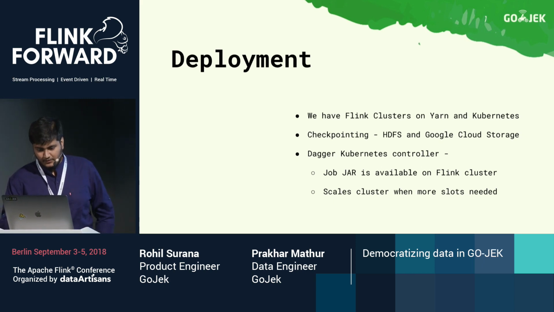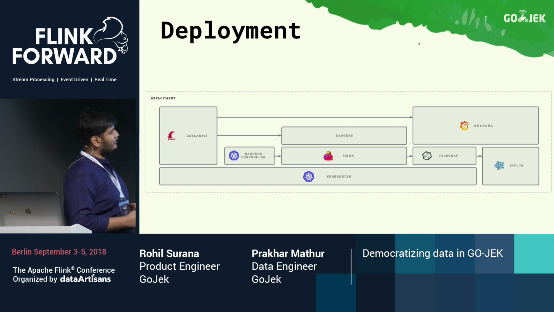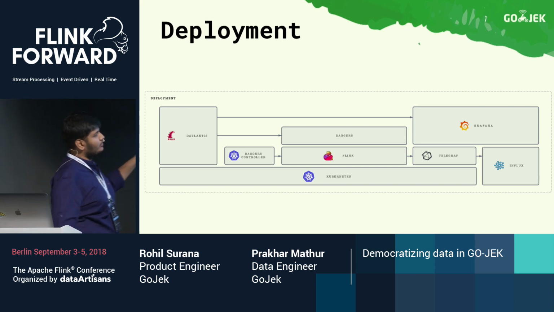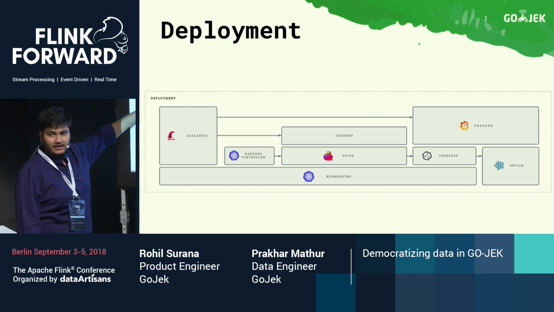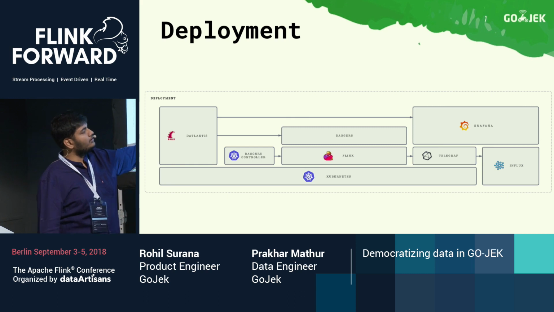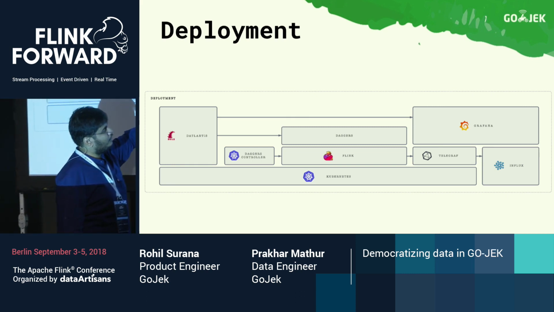Yeah, that's one of the things. And this is a diagram explaining exactly where things are. Most of the things are actually in Kubernetes, which includes Atlantis, the DIY portal, the Dagger controller, and Flink itself. Dagger runs on top of Flink.